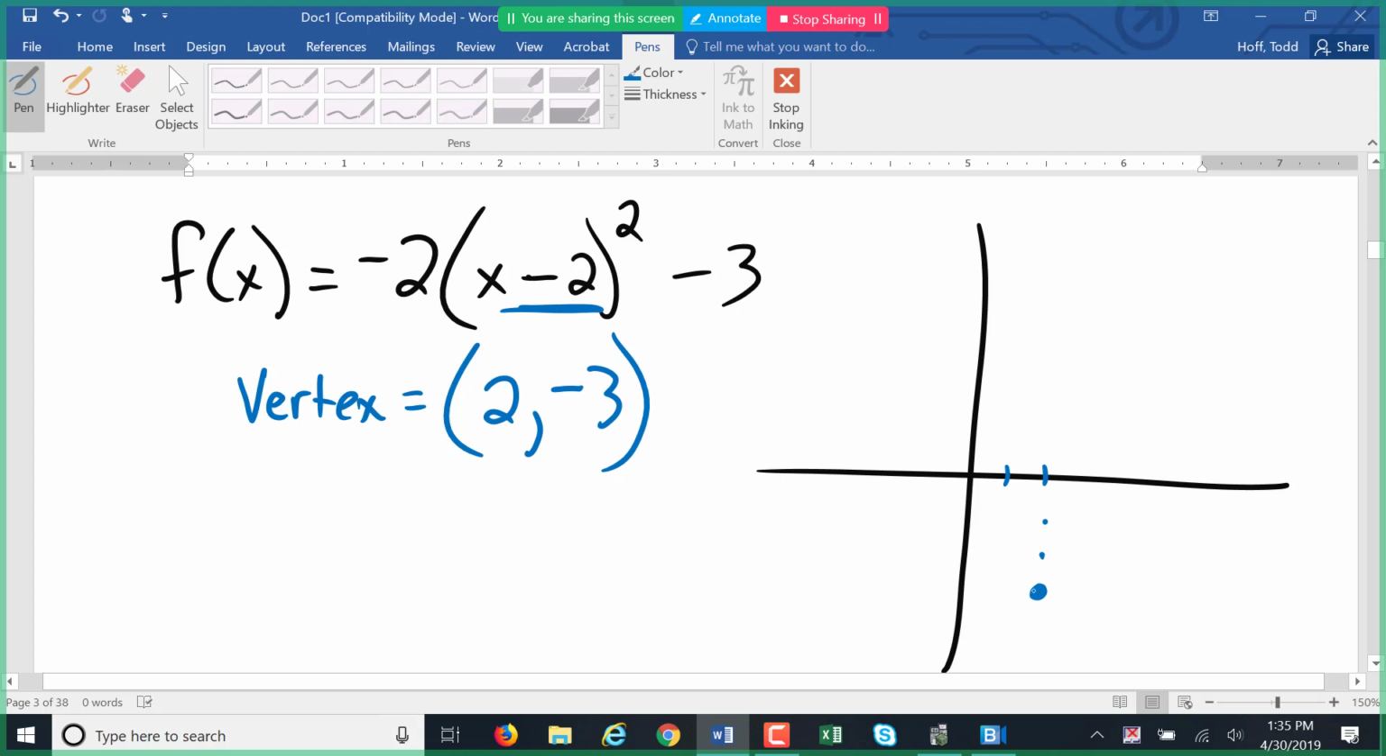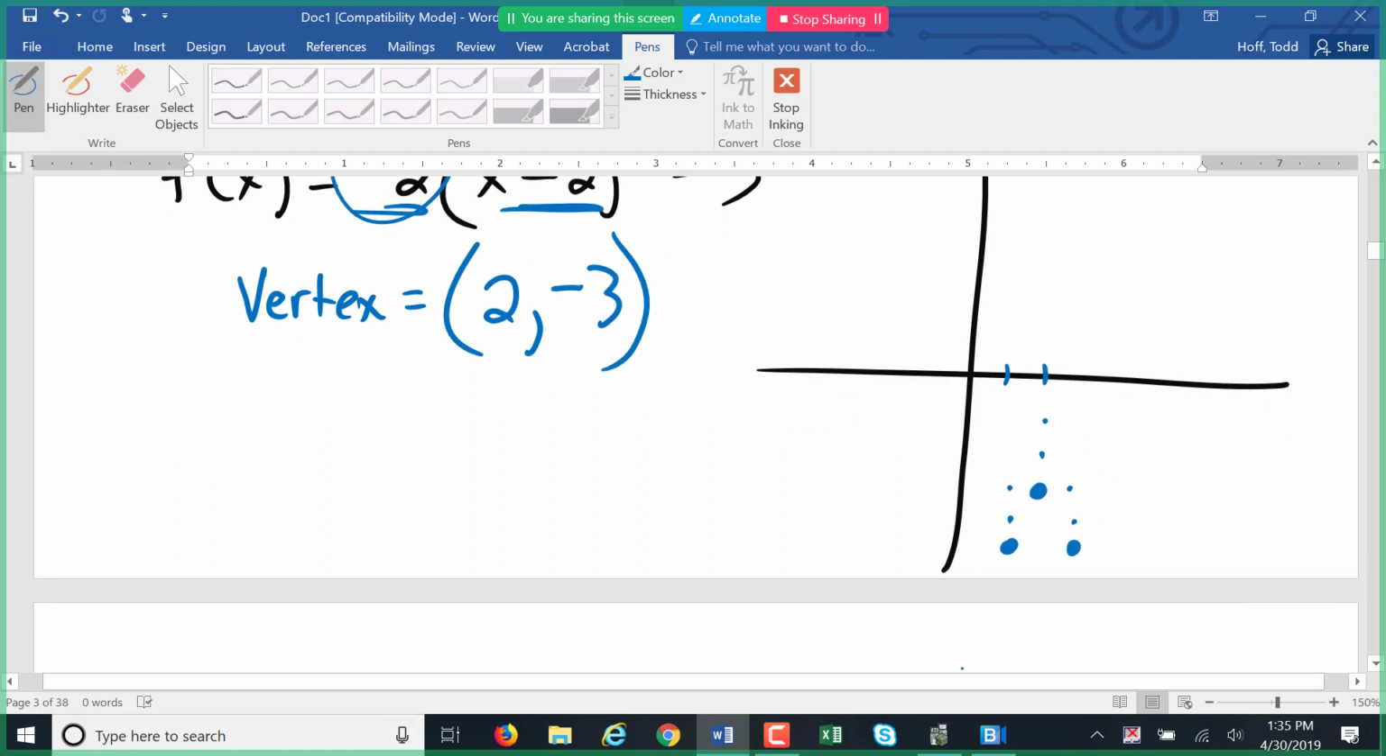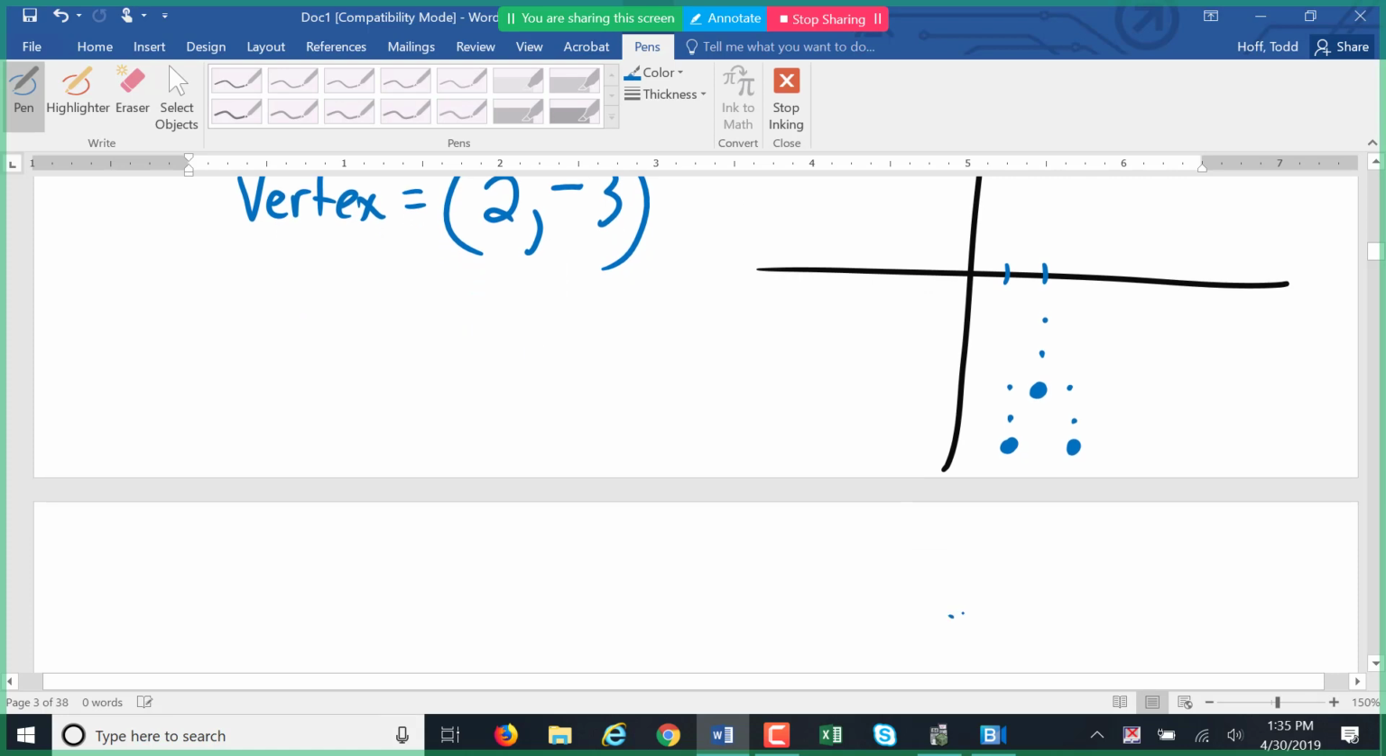Now from there, this is a negative 2. So if we go over one spot, 1 squared is 1. But times 2 is a negative 2. It means we go down 2. If we go over 2, 2 squared is 4. Times negative 2 would be negative 8, which means we go down 8. Which turns our parabola upside down, and again makes it slightly narrower than usual.